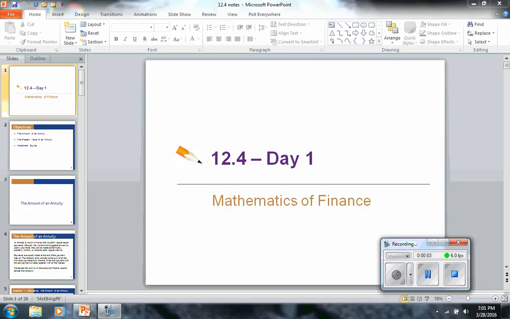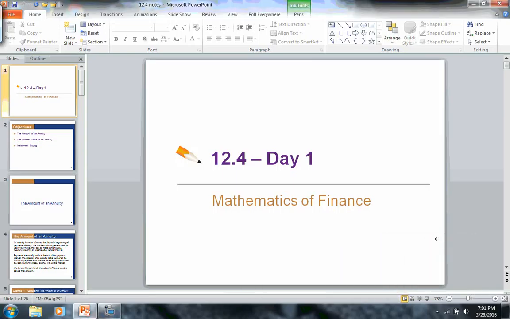Welcome to Mrs. Miller's notes for her pre-calculus class. These are the notes for section 12.4, day 1, entitled Mathematics of Finance.